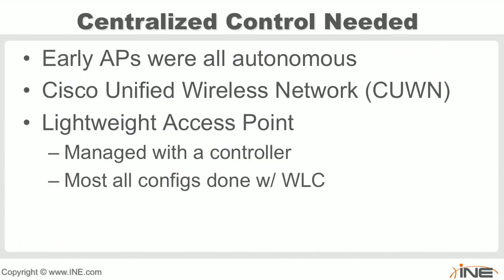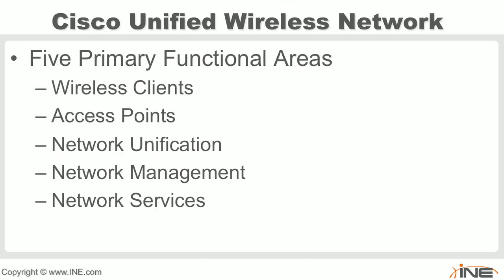So the idea of centralized control, early APs were all autonomous. With the Cisco Unified Wireless Network, we have the lightweight access point managed with a controller. Almost all configuration is either done on the WLC or it's done, as I mentioned, on the WCS, the wireless control system. There's 5 primary functional areas. We have wireless clients, access points, network unification as a whole, that's the wireless LAN controller, network management, and even network services. We're going to unpack all these a lot more.